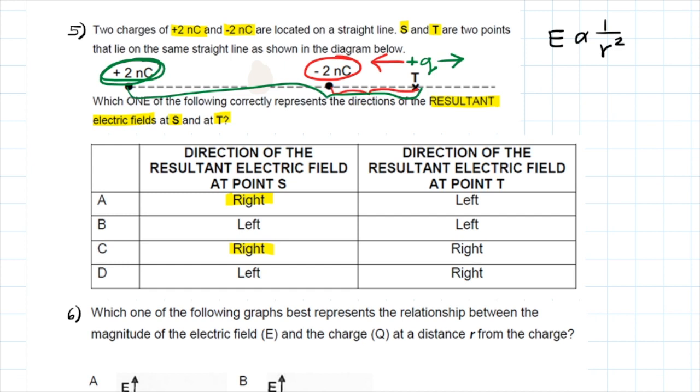So the further the charge is from the point where we are measuring the electric field, the weaker that electric field is going to be. So we know that the electric field as a result of the positive 2 nanocoulomb charge at point T is small. But because the negative 2 nanocoulomb charge is close to T, that electric field strength is going to be big. Therefore, when we add these arrows together, we get a net or resultant electric field at point T towards the left, making A the correct answer to this problem.